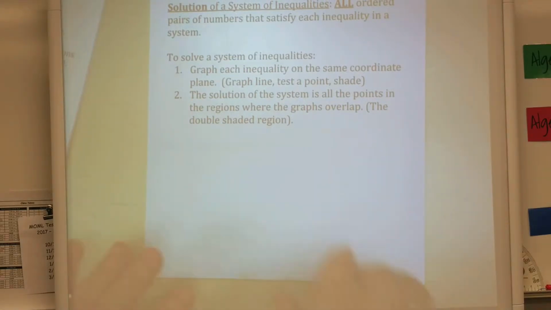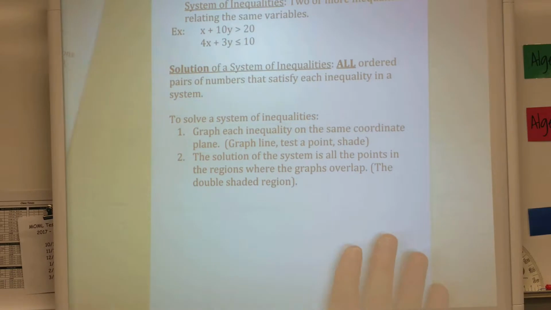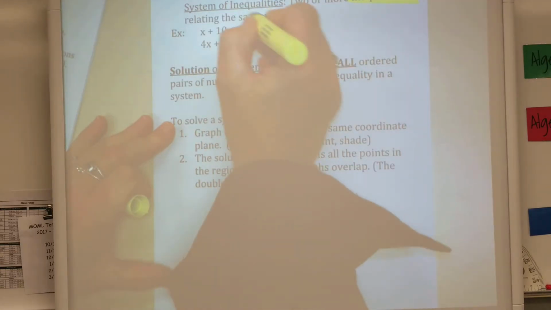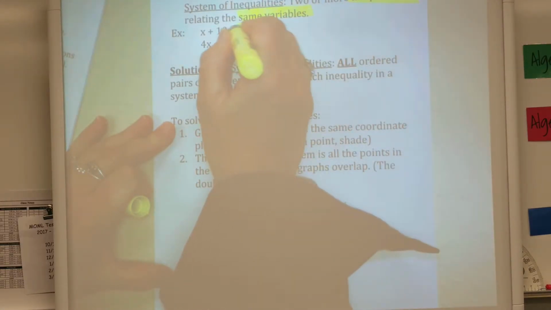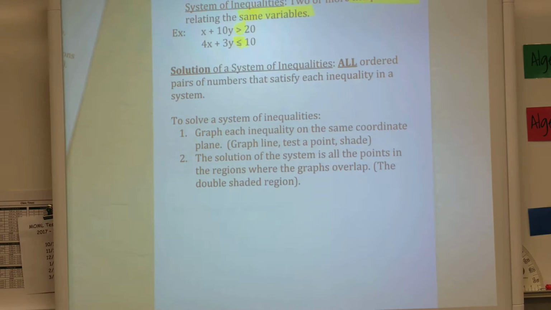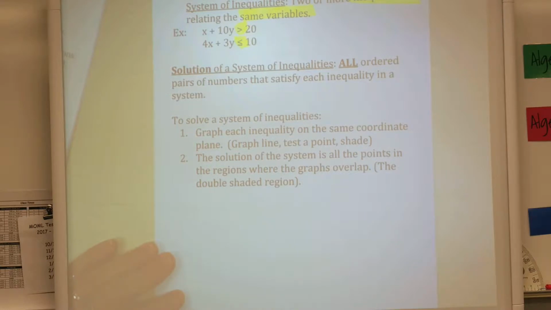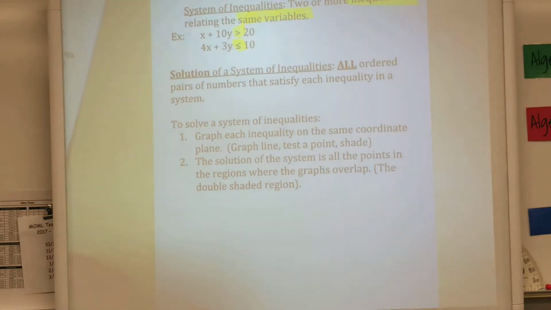Systems of inequalities is when you have two or more inequalities relating the same variables. It's just like a system of equations. The only difference is these are inequalities. And we know they're inequalities because we've got the greater than, less than, or less than or equal to, greater than or equal to.